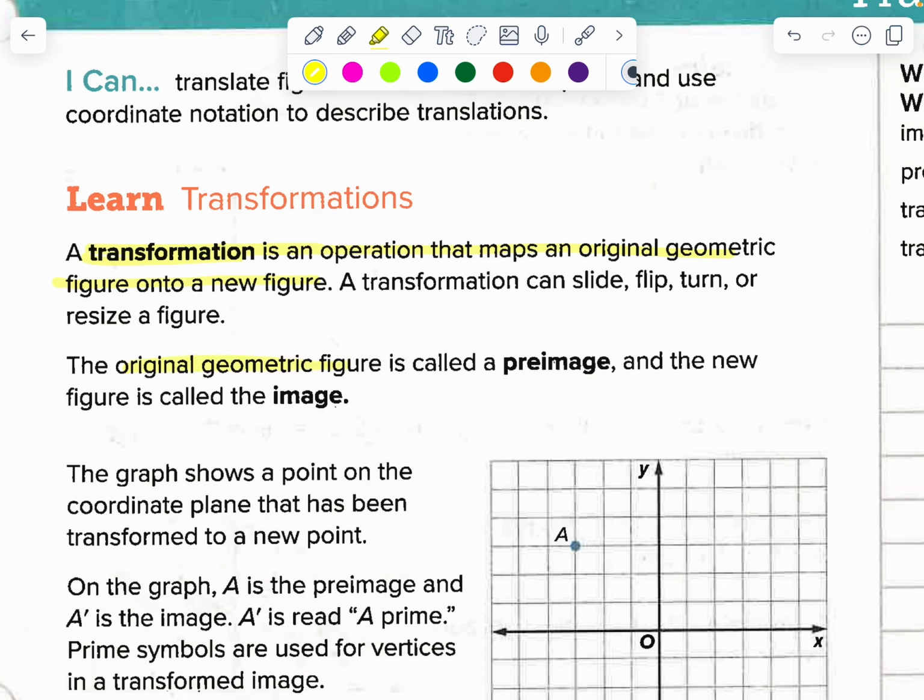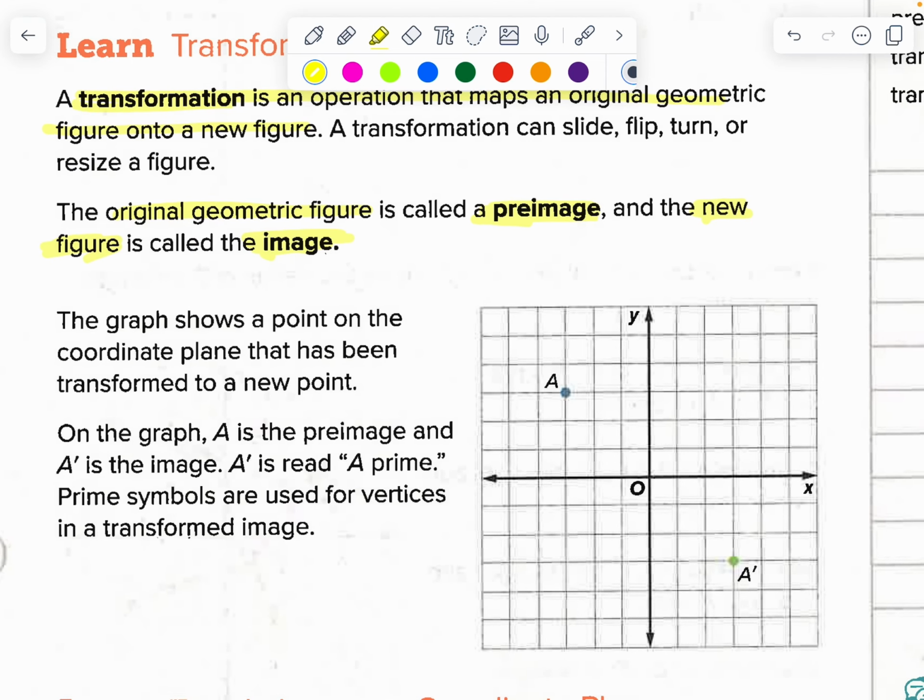The original geometric figure is going to be called a pre-image, and the new figure is going to be called the image. Okay, that's very important to know. So the graph shows a point on the coordinate plane that has been transformed to a new point. On the graph, A, this one right here, that's the pre-image. And then this one down here is the image. If you notice, it has a prime. It has A prime.